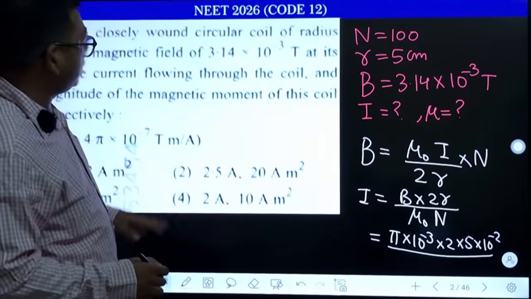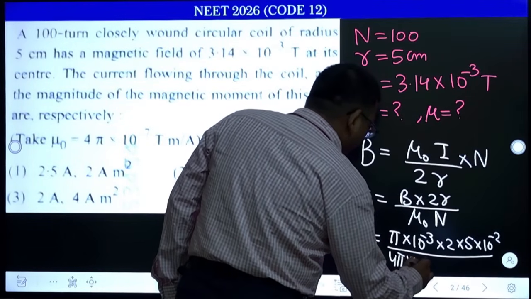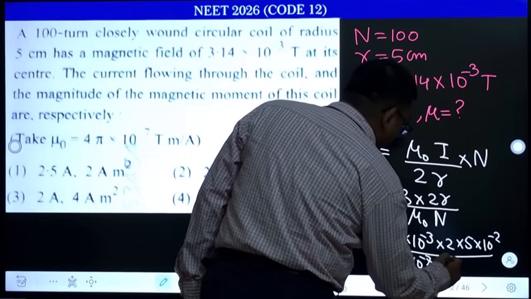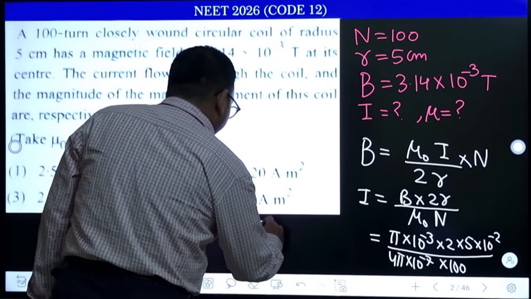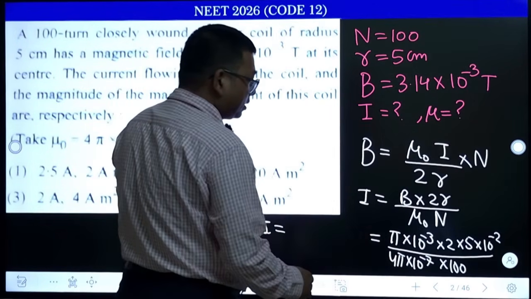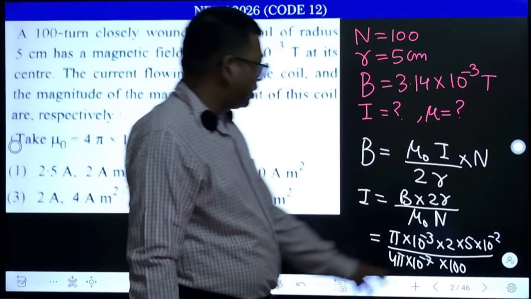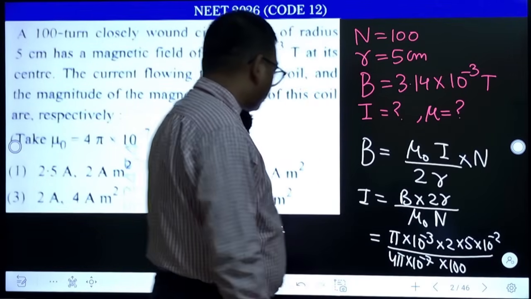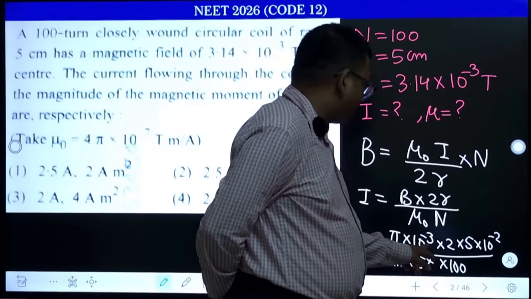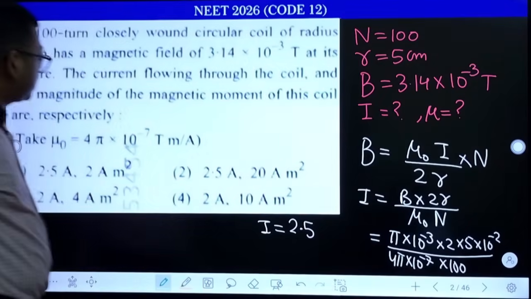Mu naught also they have given, even if they don't give, we know that. So 4 pi into 10 to the power minus 7, right? Okay, what is the number of turns? 100. Now let us calculate this quickly, how much this current will come. So definitely pi will get cancelled, and this will become 5 into 2 is 10, and 10 by 4, correct? 10 by 4 will give 2.5, and I hope the other things get cancelled because of the powers of 10, minus 3 minus 2 minus 5 will get cancelled. So 2.5 is coming, right?